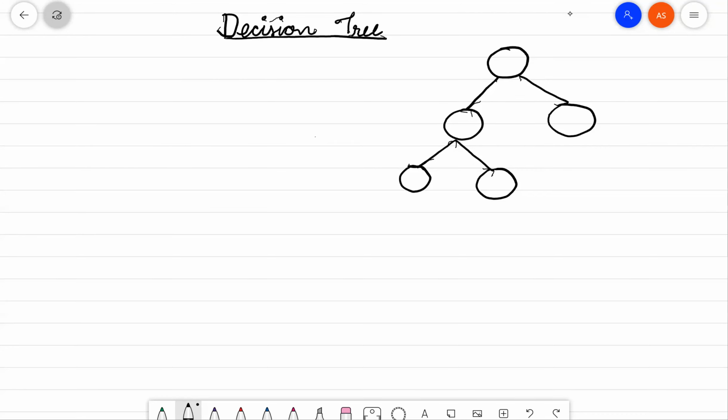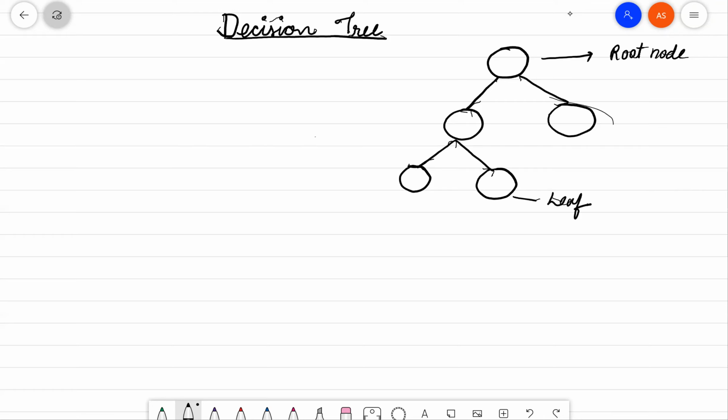Okay, so as we know the tree-like structure in the data structure subject also. So this first node is the root node, and the last node is the leaf node. And there are some intermediate nodes also.